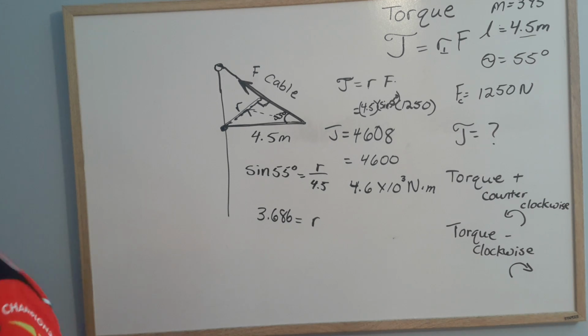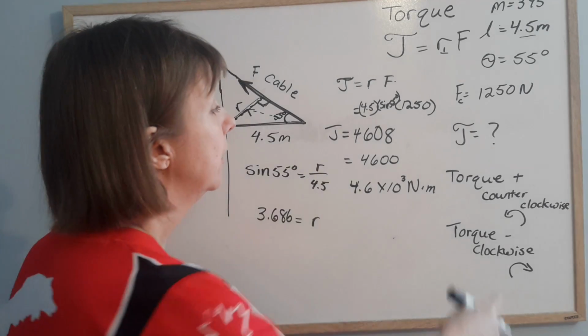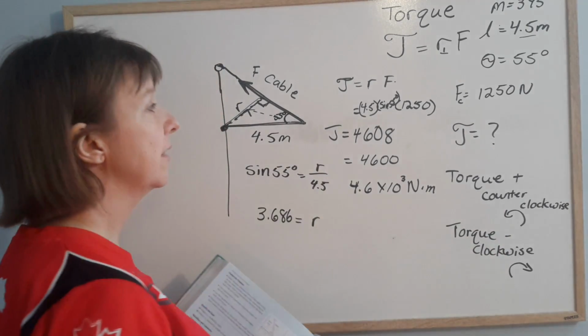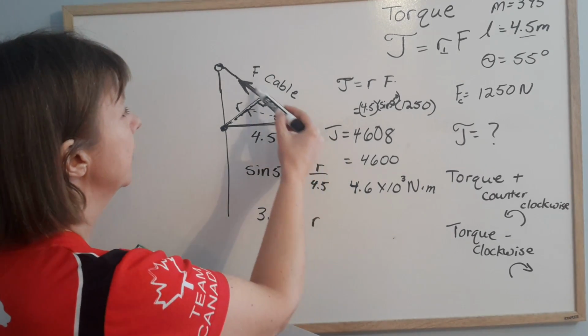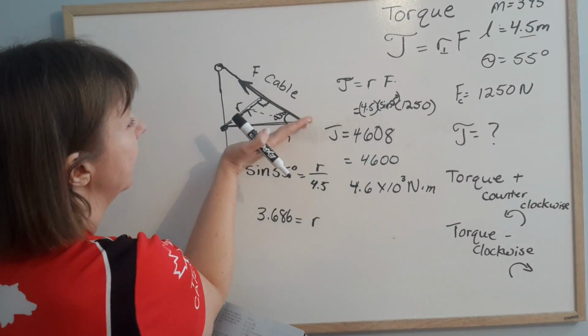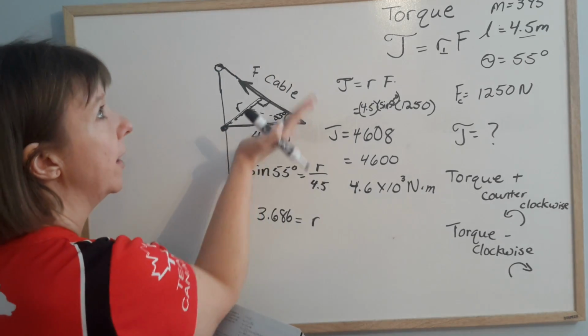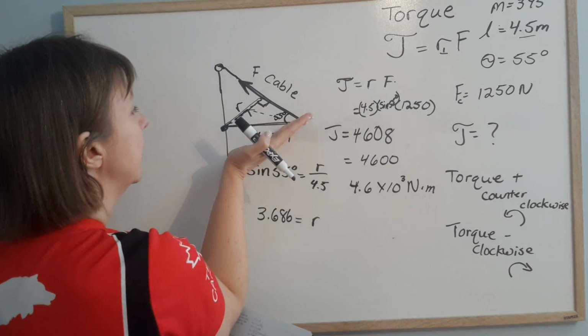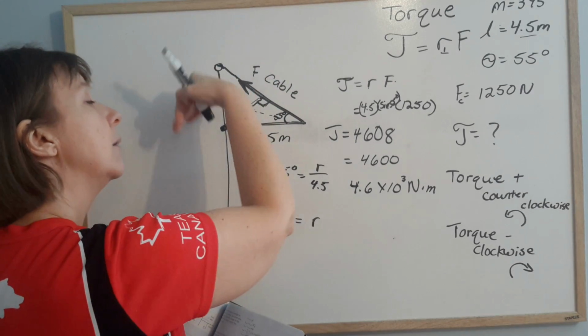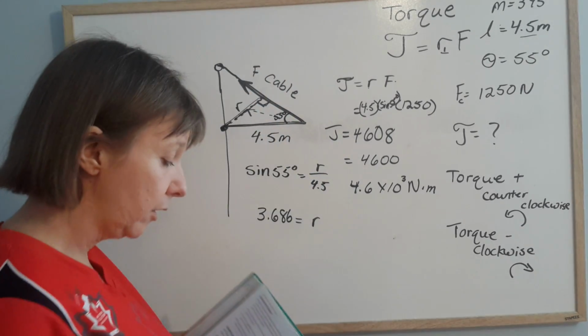Part B. Oh, and by the way, the torque was positive, which means it goes counterclockwise. And if you think about it, if the force of the cable is going up this way, that is going to pull that arm this way, and it would turn. If it kept going, it would end up going around counterclockwise.